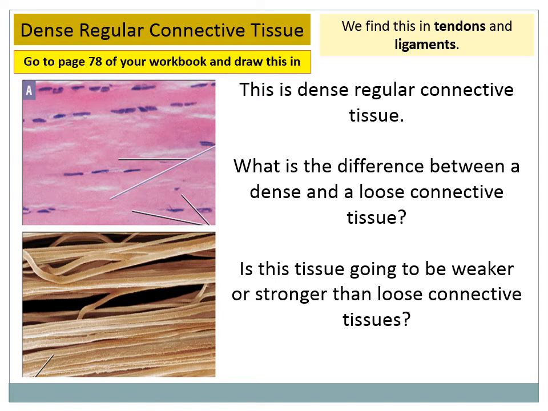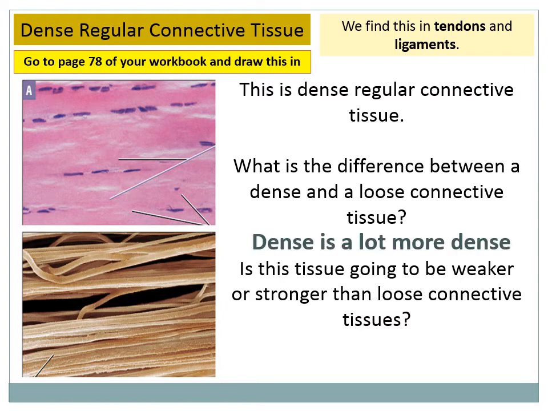So these two pictures, both of them, are showing dense regular connective tissue. We find these in tendons and ligaments, so where bone meets muscle, and where muscle meets other muscle. So that's what we're looking at there. Looking at the difference between dense and loose connective tissue, what's the main difference between the two?